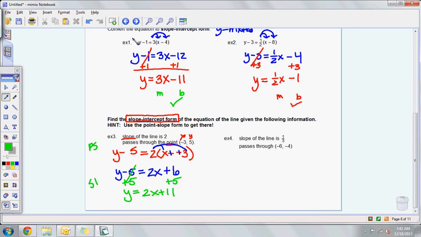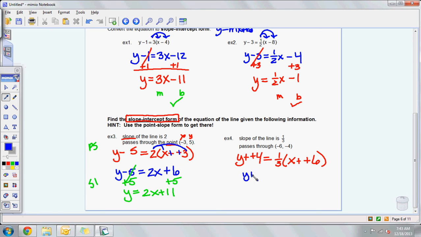Okay, so let's try number 4. I want you to try to pause me and try it on your own if you feel like you know what you're doing. So let me try this out. So we have a slope and a point. The only thing we can do is put it in point slope form first. So we're going to do y minus your y is equal to slope x minus your x. So we've put it in point slope. Let's simplify where we can. And now we're going to put it in slope intercept form.